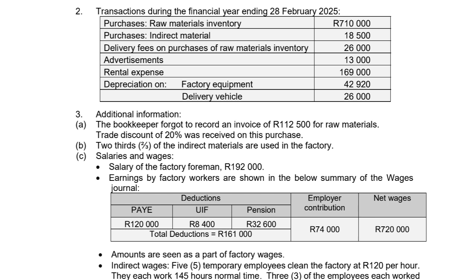B, 2/3 of the indirect materials are used in the factory. C, salaries and wages. The salary of the factory foreman is 192,000 Rand. Earnings by factory workers are shown in the below summary of the wages journal: their pay as you earn, UIF and pension, what the employer contributes, and the net wage. An amount is seen as part of factory wages.